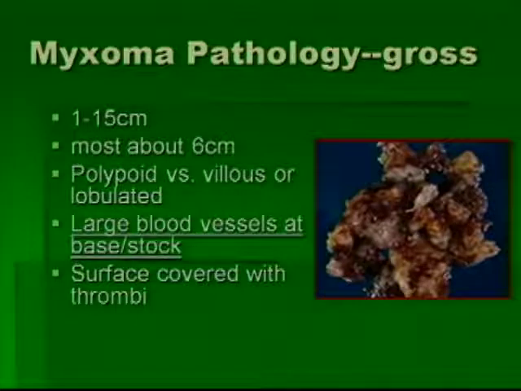Myxoma pathology is gross. In fact, it's downright disgusting. They can grow to be very large in size, 15 centimeters. Most are about 6 centimeters in size, which if you think about the size of the heart, that's pretty large. They can be polypoid, villous, or lobulated. They tend to have large blood vessels at the base of the stalk, and the surface is often covered with thrombi, giving it this rather arresting appearance we see on the pathologic specimen.